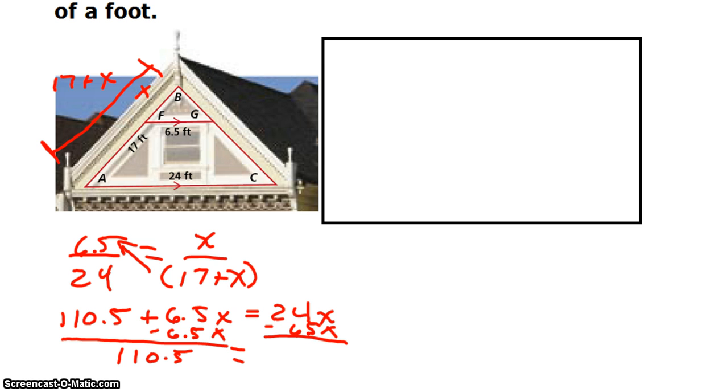17.5x. Wait, 24 minus 6.5, there's a 0.5. Yeah, it's 17.5, sorry. Okay, and then you divide all of it by 17.5.